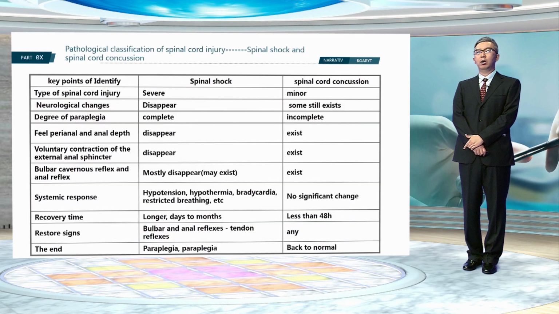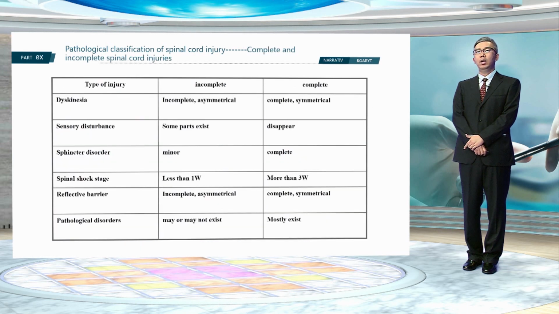For the pathological classification of spinal cord injury, you should remember the difference between spinal shock and spinal cord concussion. There are several key points in these tables. You should remember the table, it's very important. And also, you should remember the difference between complete and incomplete spinal cord injury.